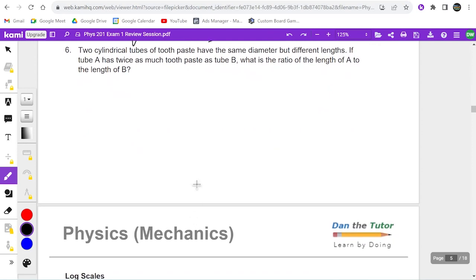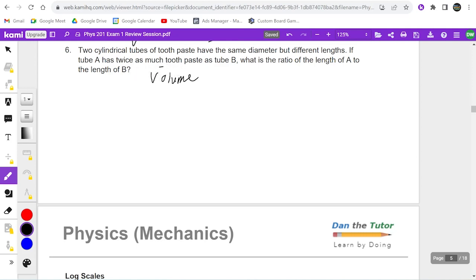Okay? Number 6. 2 cylindrical tubes of toothpaste have the same diameter but different lengths. If tube A has twice as much toothpaste as tube B, what is the ratio of the length of A to the length of B? This is the one that's kind of similar to that cookie dough example. And again, I'm relating two quantities. What am I relating? I'm relating not diameter, I'm actually relating volume. How do I know I'm relating volume? It's actually for the same reason as the cookie dough example, which at least I can give the same explanation.